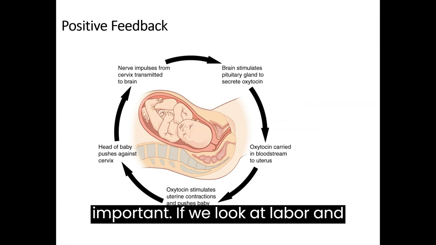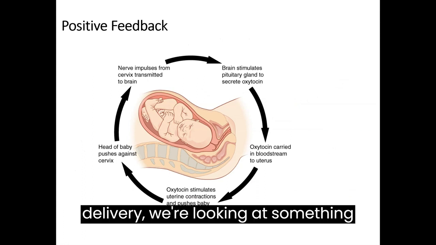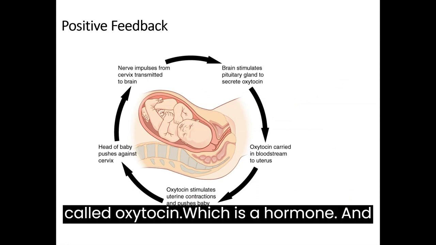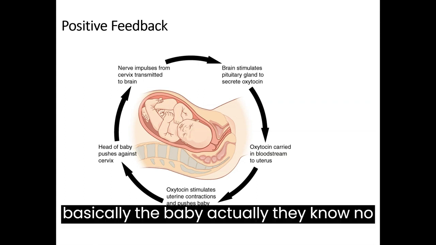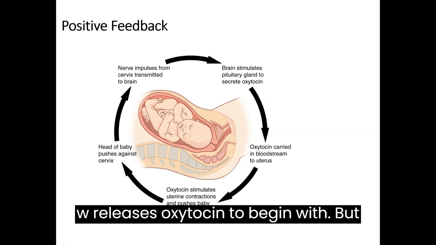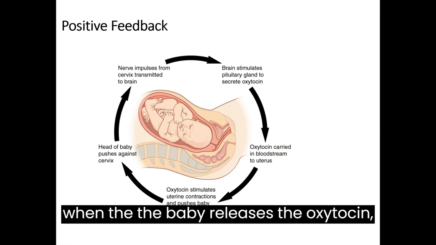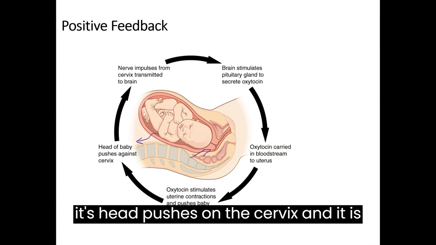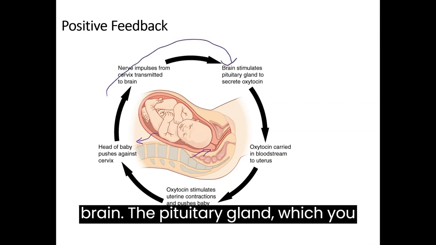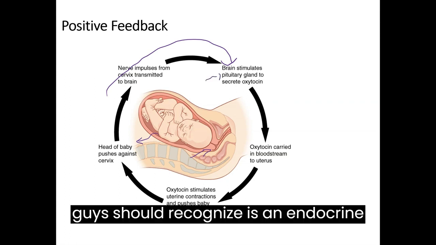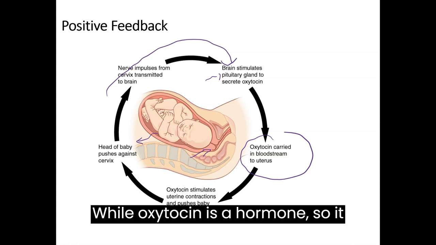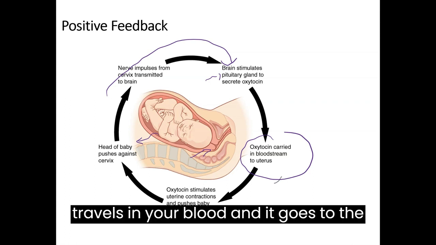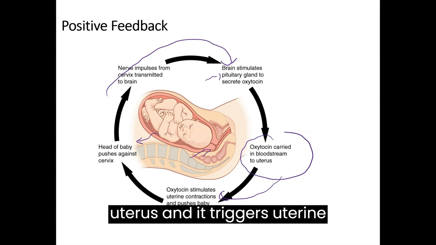So that's pretty important. If we look at labor and delivery, we're looking at something called oxytocin, which is a hormone. And what's interesting is that the baby releases oxytocin to begin with. When the baby's head pushes on the cervix, it is going to send information up to the brain. The pituitary gland, which you should recognize as an endocrine organ, secretes a hormone, oxytocin. Well, oxytocin is a hormone, so it travels in your blood and it goes to the uterus. And it triggers uterine contractions.